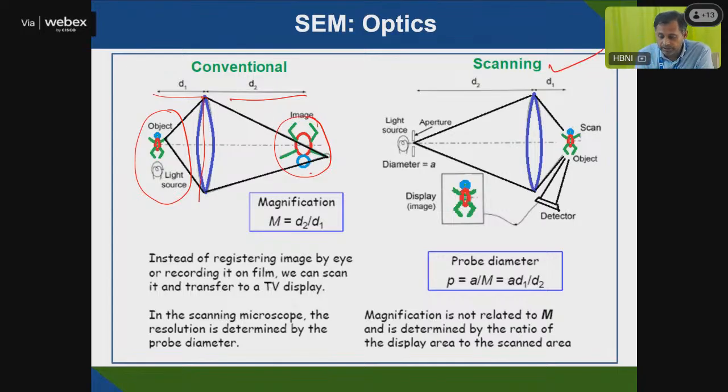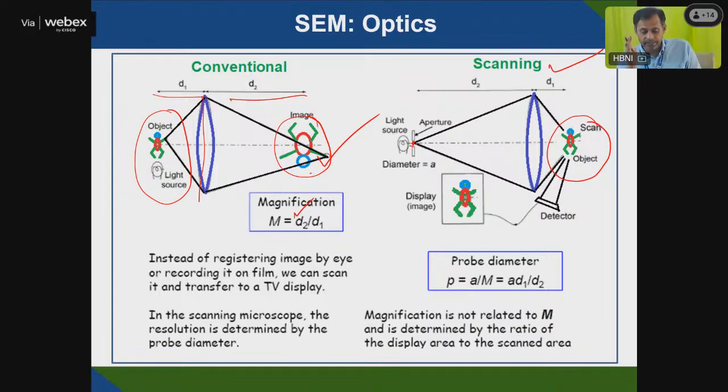But in a scanning electron microscope, once the electron beam comes through the aperture and falls on the sample surface, you see the same image, not an inverted image. In the conventional case, you are seeing an inverted image; here you see the exact image. The probe diameter is such that the image diameter decides the magnification, with P equal to A by M. So the magnification M is D2 by D1, and so A equal to D1 by D2.